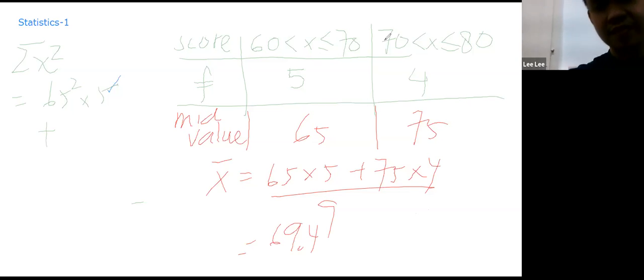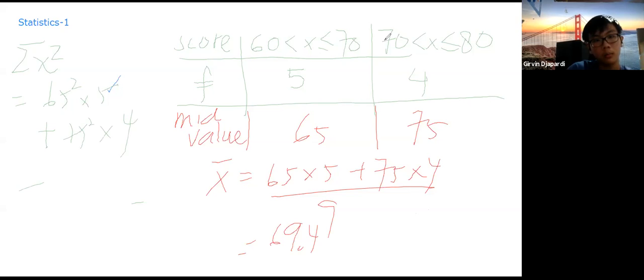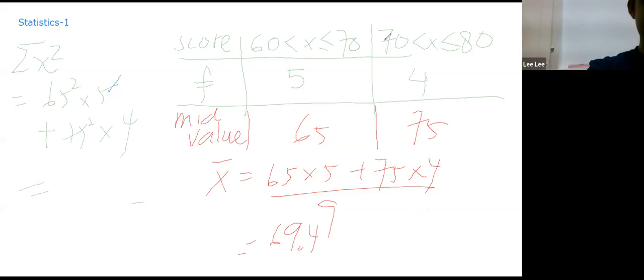Then added with your 75, you have to square also. How many times are there? 4. Then we count. So 65 squared times 5 plus 75 squared times 4. So 43,625. So after the variance, sigma x squared, so 43,625 divided by 9 minus with your x bar squared. So the answer will be 30.87.